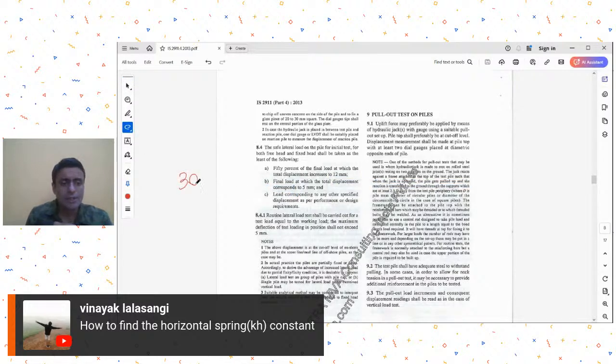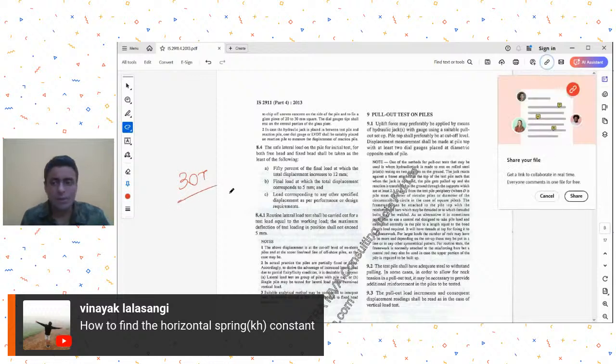So let's say we got the 30 ton as our load or capacity from the geotechnical test report. So you just divide it by 5 mm and you will get the spring constant in kilonewton per meter units. Clear? Of course, you will do the unit conversion and you will get it. All right. Very good. So that was the first set of questions that were asked.